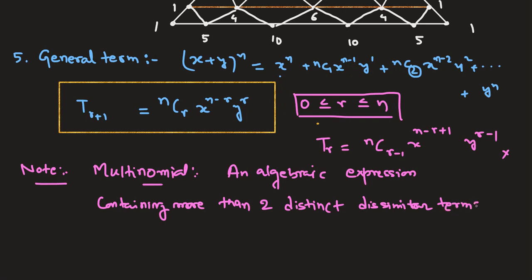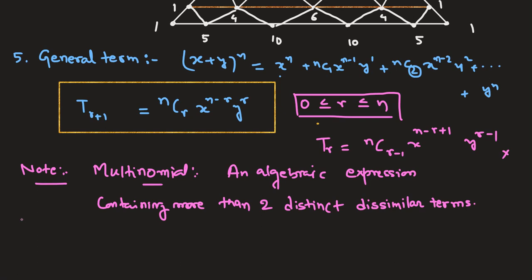So here the number of terms should be minimum 3. We notice that it contains more than two, so more than two distinct, dissimilar terms. So these are multinomial, not binomial. Okay, now some important expansions we have to remember.